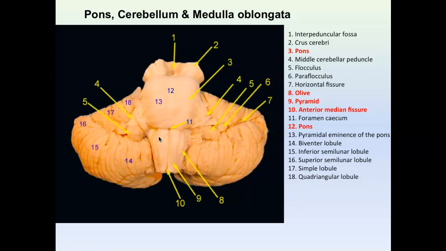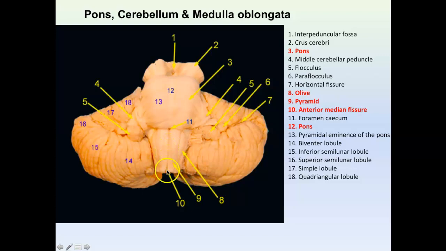So those are pyramids. Then another term here is the anterior median fissure. See how we have a groove that begins in our medulla? This is called the anterior median fissure. It's going to be continuous. The spinal cord has been cut away here, but the spinal cord looks exactly like this.